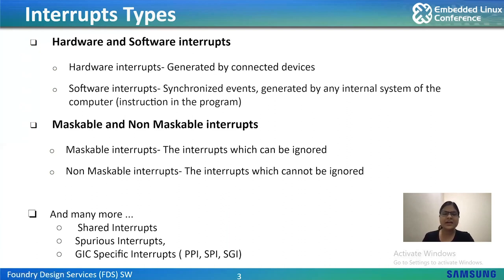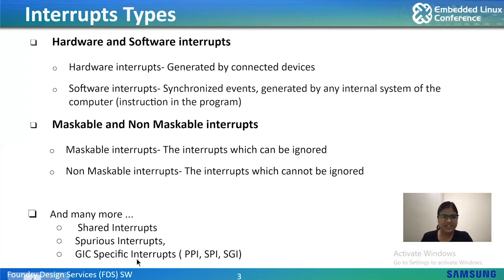A spurious interrupt is a signal of very short duration on one of the interrupt lines. It may be caused by a signal glitch. We can say spurious interrupts are false interrupts or bad interrupts. There is a separate file, spurious.c, in the Linux kernel for handling these kinds of interrupts.